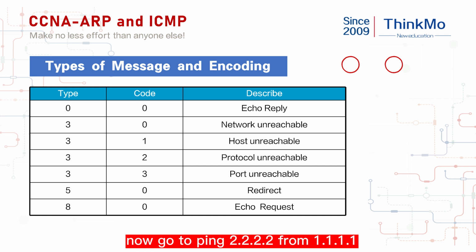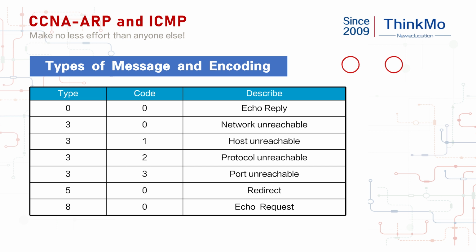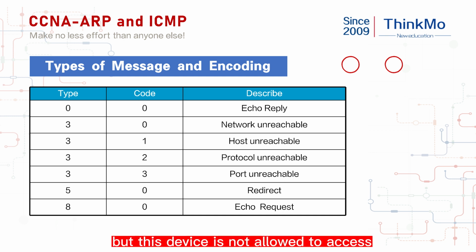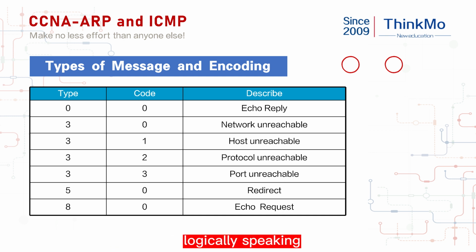Now go to ping 2.2.2.2 from 1.1.1.1. For data, this device has routing, so data can come. But this device is not allowed to access. Logically speaking, it should reply host unreachable, or depending on the situation, may reply network unreachable. You can't access this device right now.